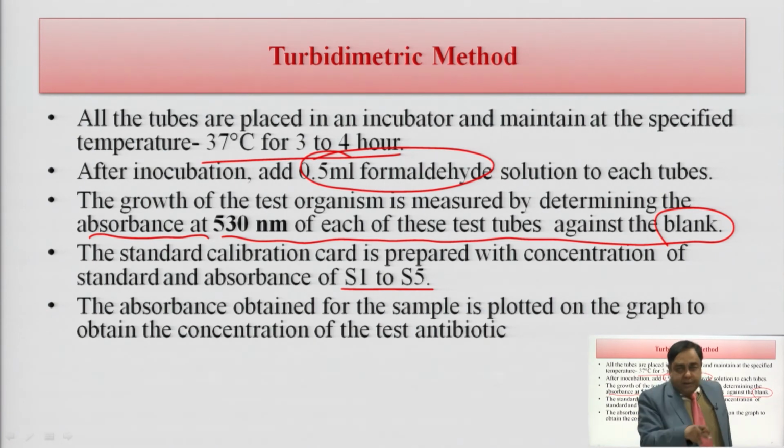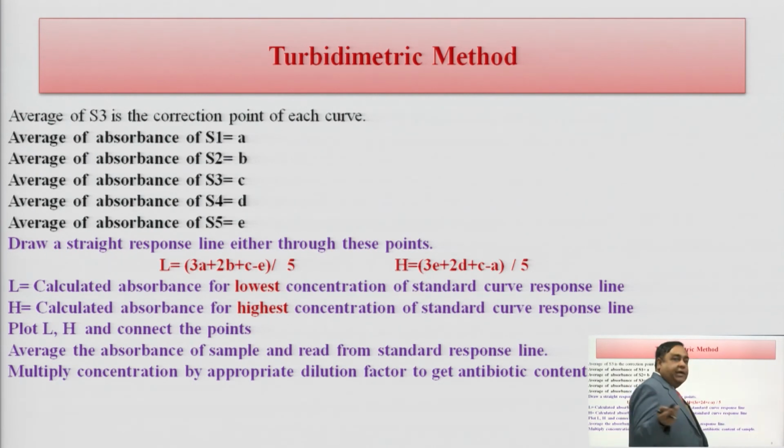Now you will be getting a graph. The graph is obtained or plotted where we are taking concentration versus absorbance, and you have to plot this graph with the standard antibiotic solution. So again it will be a straight line, and then you determine the absorbance of the sample or the unknown, you extrapolate it on the graph, and you will be getting the concentration of the unknown sample.